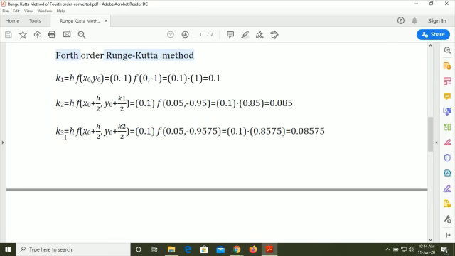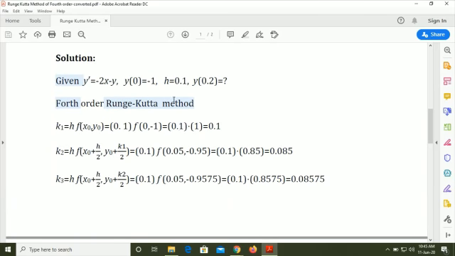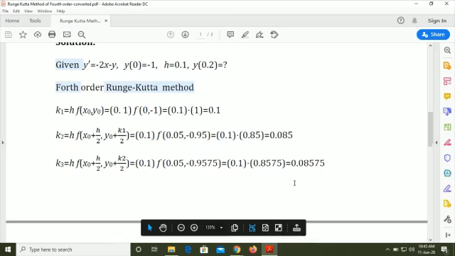Similarly k3 equal to h into f of x naught plus h by 2, y naught plus k2 by 2. Again h is 0.1 into f of 0.05 comma here y naught 0, k2. We substitute k2 0.085 divided by 2, that is minus 0.9575. We have to substitute here f of xy and we can get k3 equal to 0.08575.